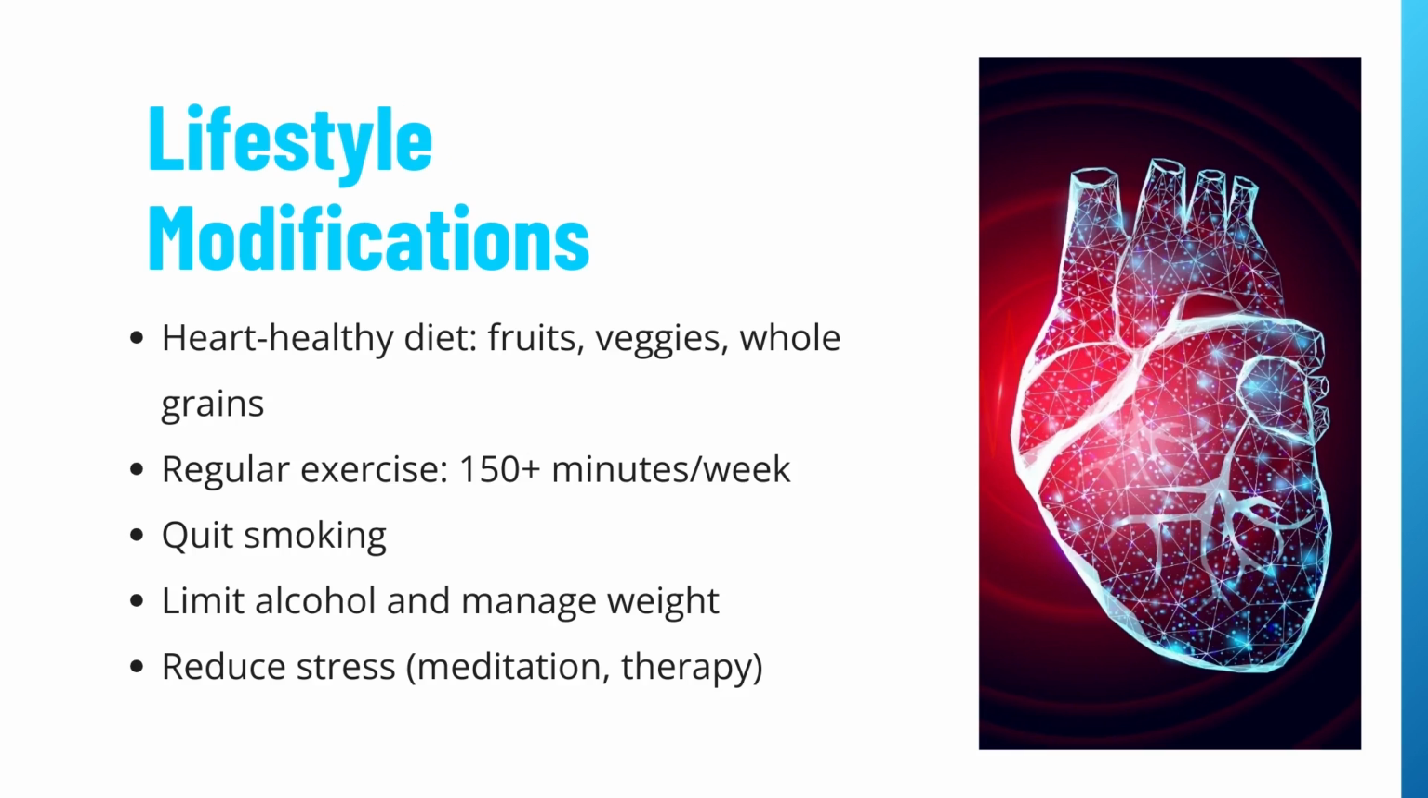Lifestyle changes are often the first line of treatment. Adopt a heart healthy diet rich in fruits, vegetables, whole grains, and lean proteins. Limit salt, sugar, trans fats, and processed foods. Engage in regular physical activity, at least 150 minutes of moderate intensity exercise per week. Lose excess weight to reduce cardiovascular strain. Quit smoking and avoid second-hand smoke. Limit alcohol consumption to moderate levels. Manage stress through meditation or counseling. These changes greatly reduce the risk of complications and improve quality of life.